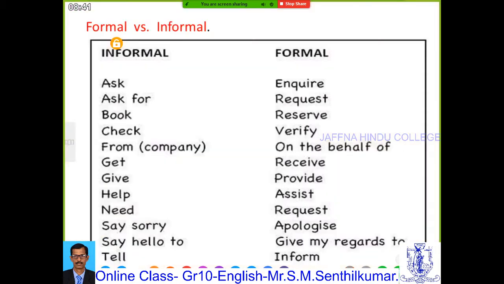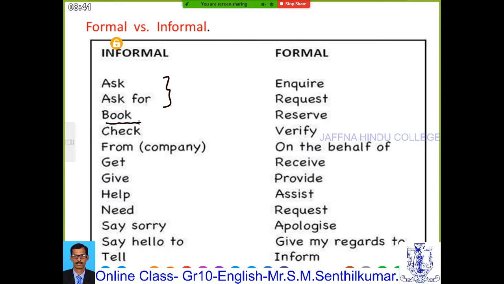some formal versus informal vocabulary. I am showing you some informal words and how to change them into formal. Ask is informal language. "I ask you": we use inquire or request instead of ask or ask for. I request you, don't say ask. Is it okay?